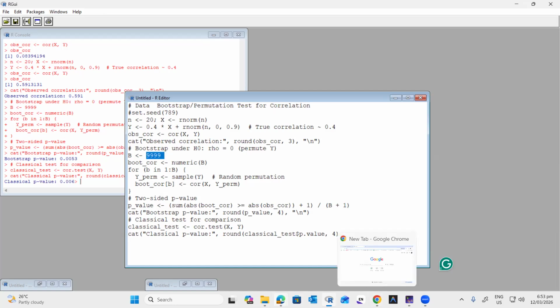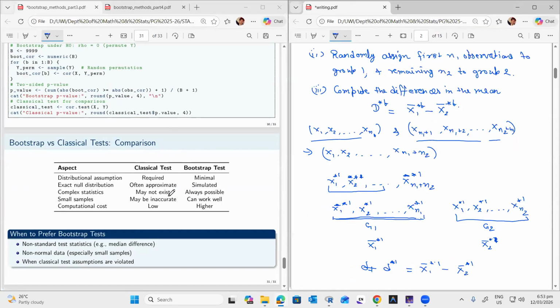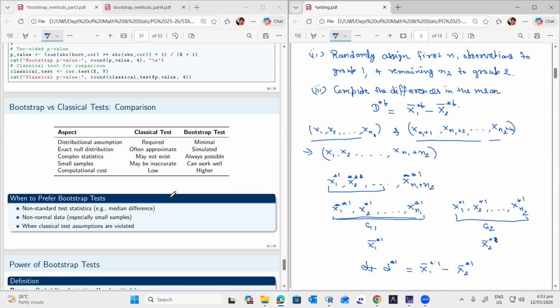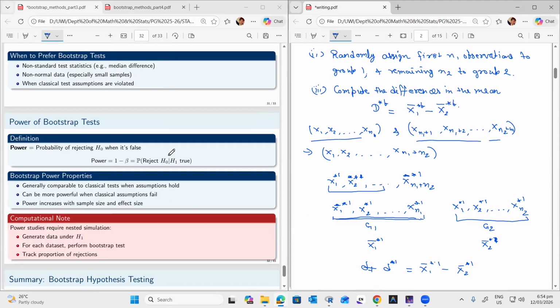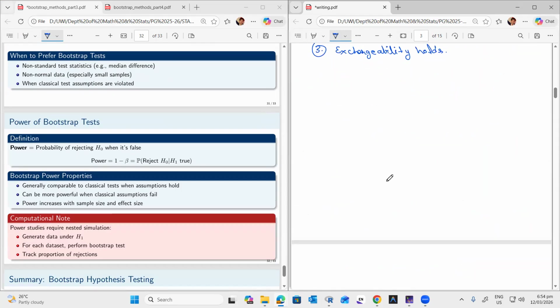So that is the test for correlation. Do you have any doubt till here, or should we proceed? Should we proceed, or do you have any doubt? Okay, so we proceed.